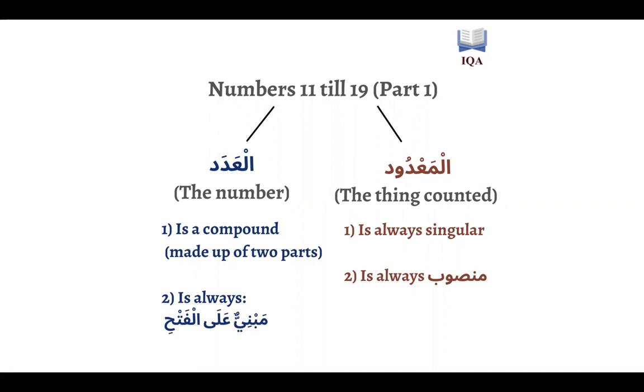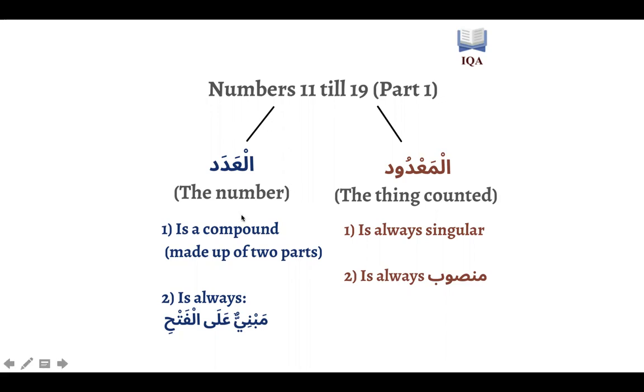So numbers 11 till 19, first and foremost, as always, there are always going to be two things when you're counting a number in the Arabic language. There's going to be the adad, the number itself, so 11, 12, and then the ma'adud, the thing being counted. So for example, 11 students or 12 students or 13 students, and so on and so forth.